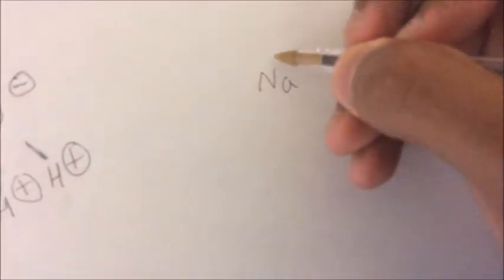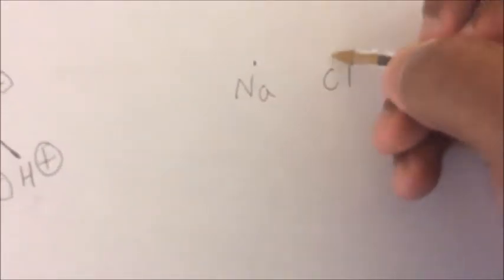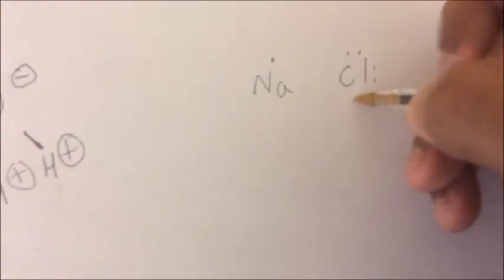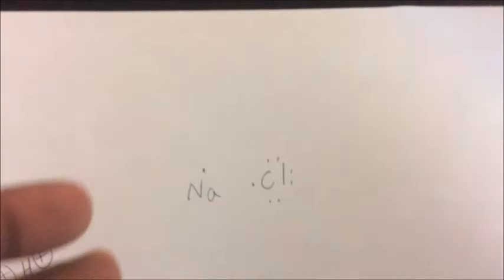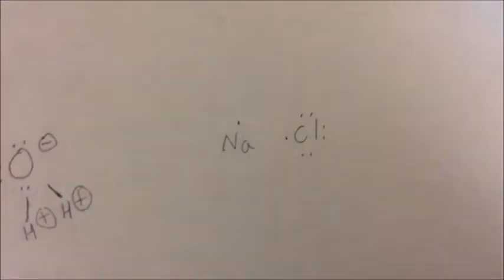So now let's move on to ionic bonds. Let's start with a basic example with sodium, which has 1 valence electron, and chlorine, which has 7 valence electrons. Draw a Lewis dot structure. An ionic bond will form, as opposed to a covalent bond, when both atoms reacting have very, very different electronegativities. One is much larger than the other. In this case, chlorine's electronegativity is much larger than sodium's.